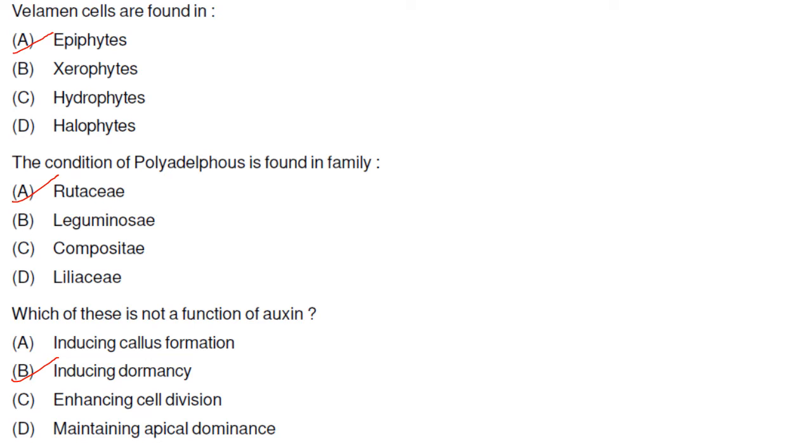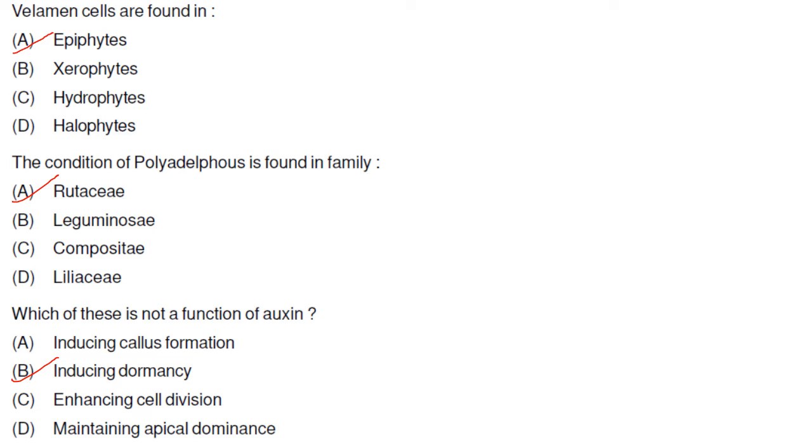The condition of polyadelphous is found in family. So in the polyadelphous condition, the stamens of the flowers are fused by their filaments while the anthers are free. So it is found in the citrus family, that is Rutaceae. Answer is option A.